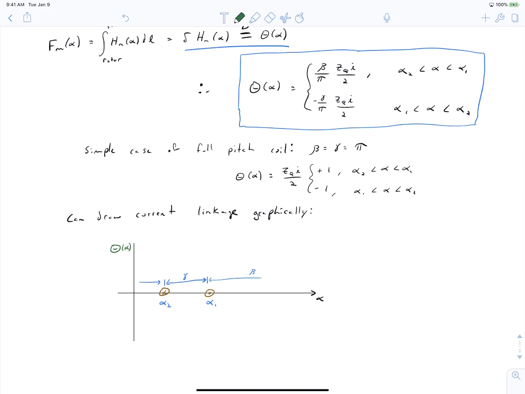So if we sketch our piecewise function, we see that in this region between the conductors, we're going to have a positive current linkage that's going to be beta divided by pi times zq times i divided by 2. And in the other regions, we're going to have a negative gamma divided by pi times zq times i divided by 2. And as I've sketched this right now, because beta is so much larger than gamma, we're going to have a much larger current linkage in the narrow portion of the coil.